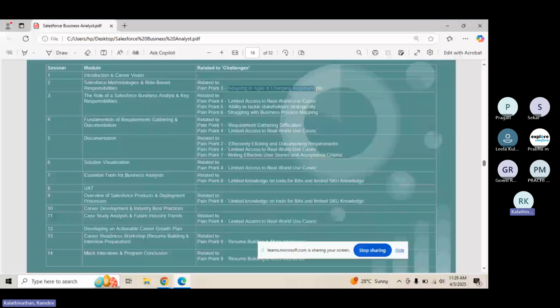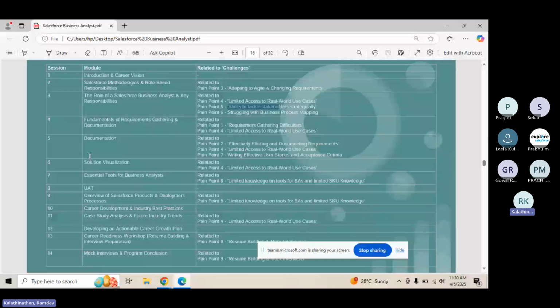Similarly, role of a Salesforce business analyst: they do not have access to real world use cases, like we were discussing in the previous slide. We would discuss more of these in the actual training sessions planned. And the ability to tackle stakeholders you will also try and understand, because when we talk about these scenario based questions, you will obviously gain this. So this is how we have structured how we can relate the pain points that we have identified to the training module that we're going to deliver. If you see, it also includes documentation and a little bit of solution visualization.